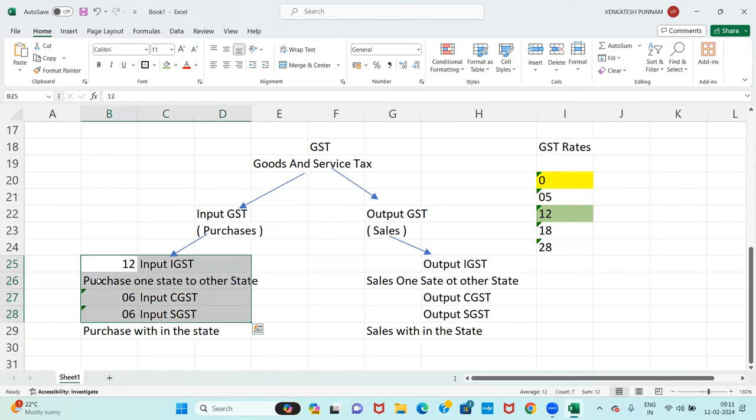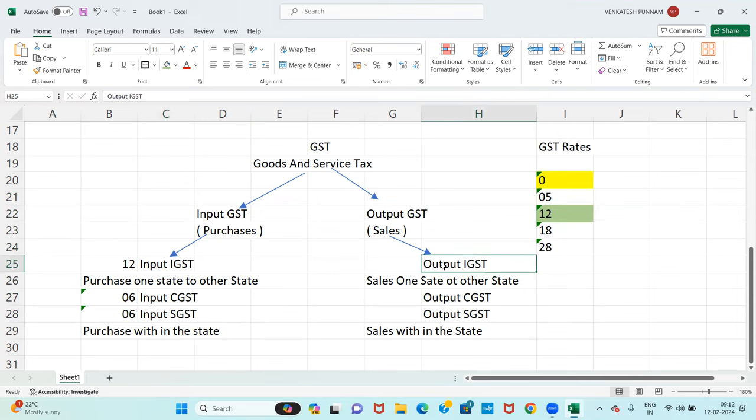If you do one state to another state, 12%. Within the state also 12%. But here, just the terminology is going to change. We divided into two, 6% and 6%. Here, 12%. Any rate.